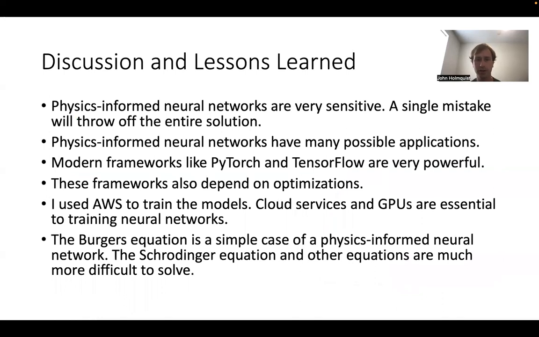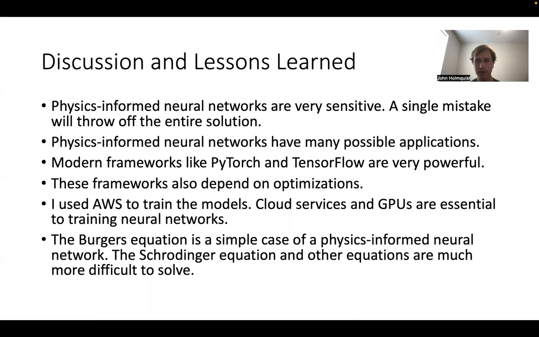So for discussion and lessons learned, these physics-informed neural networks are very sensitive. I spent a lot of time debugging these neural networks, and I had some really simple mistakes that just caused them to entirely not work. Like I was multiplying by lambda times nu times the second derivative of u with respect to x, and it should have just been lambda times the second derivative of u with respect to x, and that was completely throwing off my model. It's just really simple things can make it not work. So you have to really fundamentally understand how these neural networks work and how PyTorch works, or your framework of choice, to make them work the way that they're supposed to.